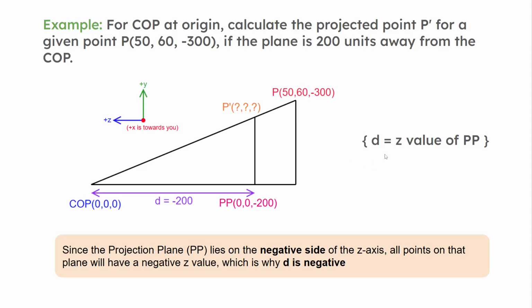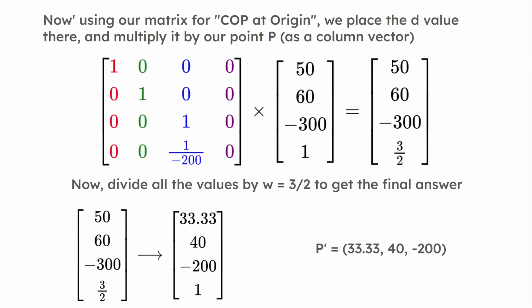And as I said earlier, the d value here, this point was 0, 0, d. We were putting the z value of the projection plane. So this projection plane is 200 units in the negative direction from the COP. So it has a negative z value of minus 200. Okay, all right. So you have got to know why d is negative here. Now we'll put the d value into the matrix for the COP at origin case and perform the actual math. So we put the negative d value here.